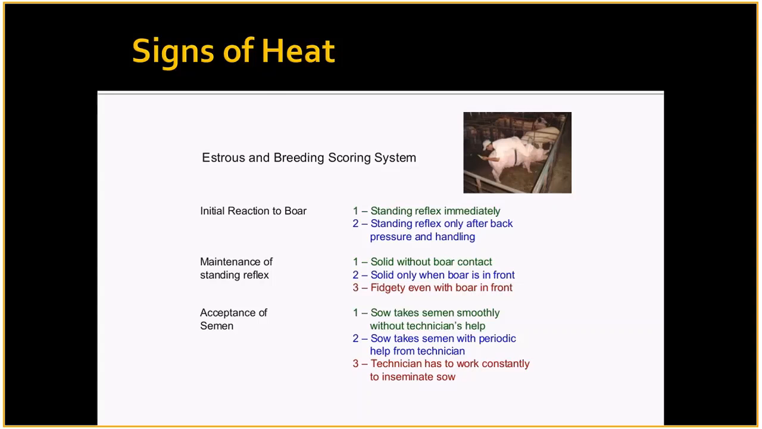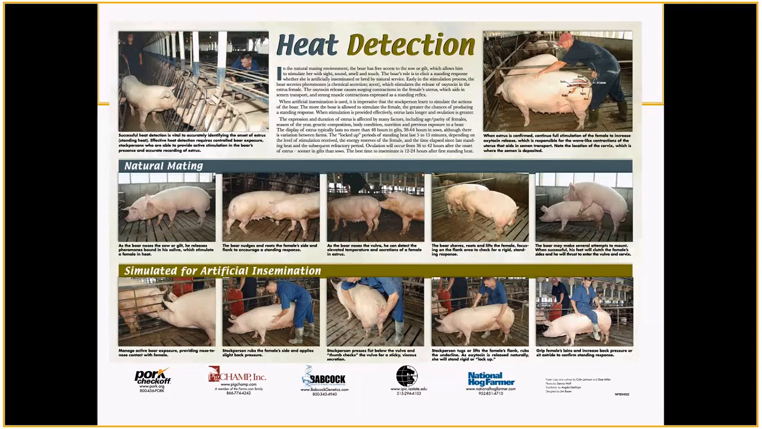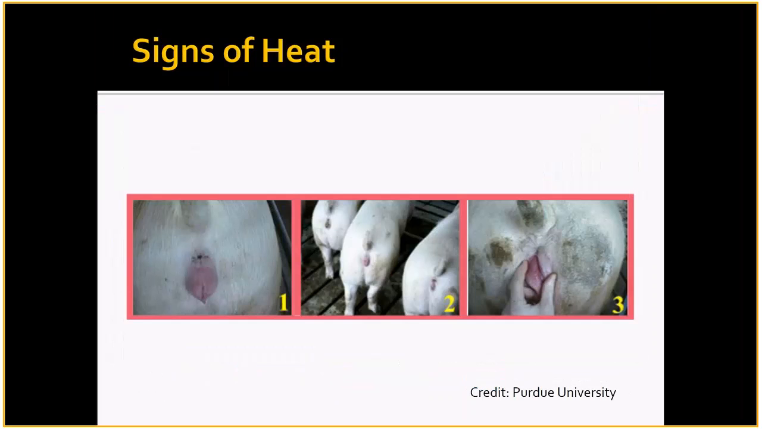I always like this poster that the pork board puts out. I see it in a lot of farms, and I like it. I think it does a nice job of showing ways to detect heat. And just some pictures, again, nice swollen, reddened vulva there. Some can be a little bit tricky, I think even more so in some of the older sows. They might not tend to get as enlarged or inflamed, but if you manually spread the vulvar lips, you can see a little bit more of that red inflammation.